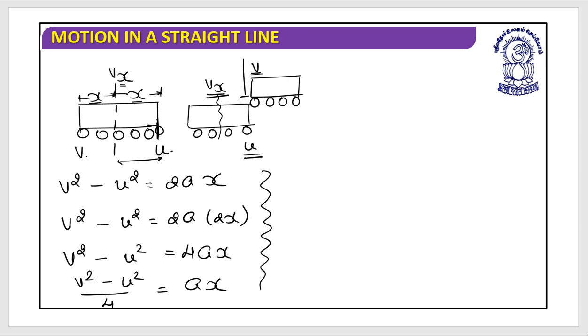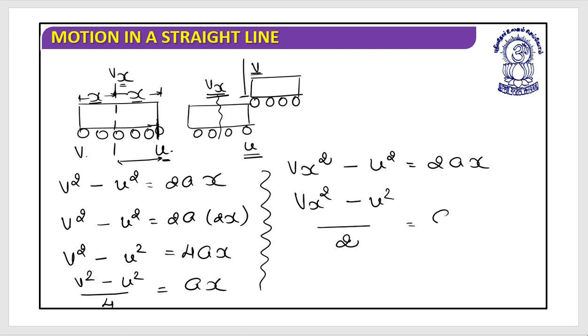While the train is traveling a distance x only, my final velocity would be Vx. So Vx square minus my initial velocity u square is equal to 2ax. So this looks like (Vx square minus u square) divided by 2 should be equal to ax. I can write this relation as 1, and this relation as 2.